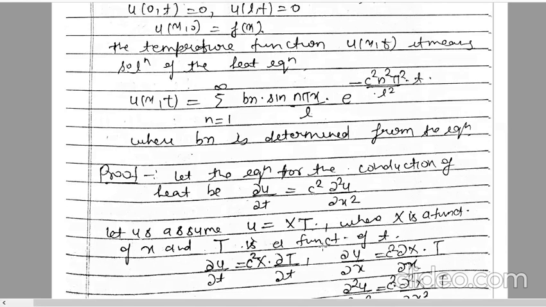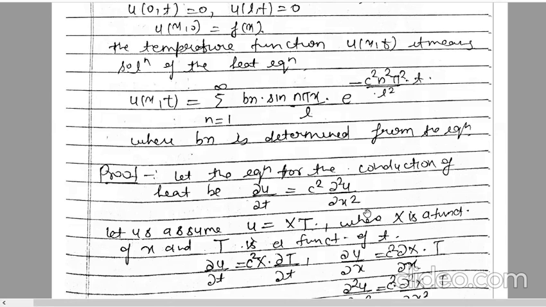Proof. Let the equation for the conduction of heat be del u by del t is equal to c square del 2u upon del x2, right? So this is your heat equation. Now we know that all three equations will be solved by the method of separation of variables, either the wave equation, the heat equation, or the Laplace equation. So we assume that the solution of this heat equation is u equal to X T, where X is a function of small x and T is a function of small t.